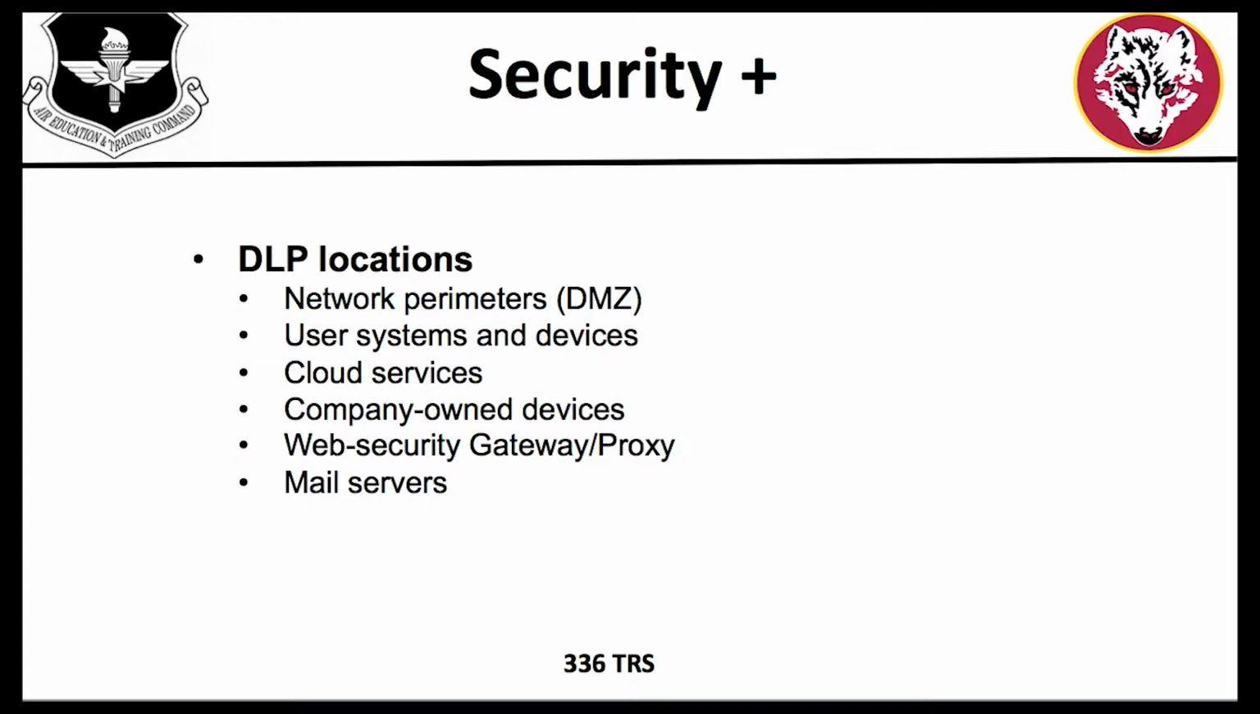Now, you could have all these areas implemented as locations, but you could also have other devices, let's say your web servers, your mail servers, or your web security gateways and proxies. They too could be instituted by having an agent installed at those perimeter locations, and they too could be there to filter content on those types of outgoing traffic.